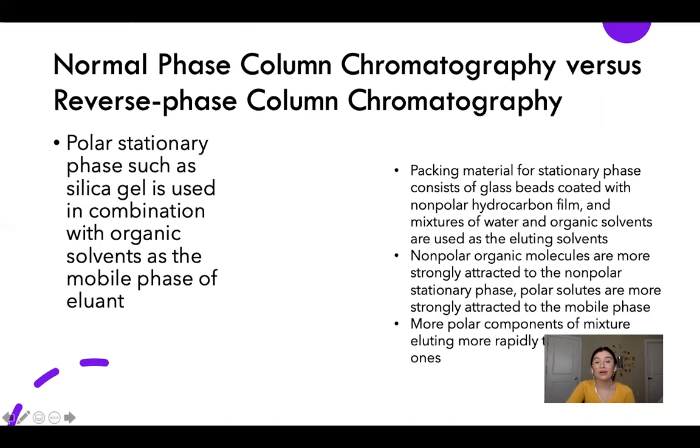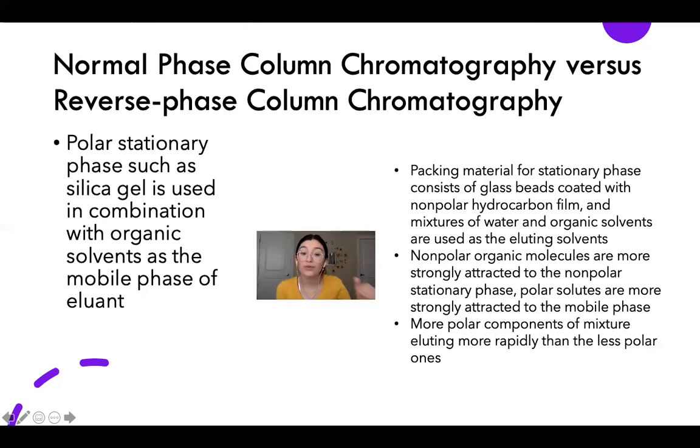Normal phase column chromatography versus reverse phase column chromatography. Okay, this is something you definitely want to understand. You're going to get quizzed on and tested on this, so please understand it. On the left, normal phase column chromatography has a polar stationary phase, such as silica gel, which is what we're going to use, and it is used in combination with organic solvents as a mobile phase or eluent.